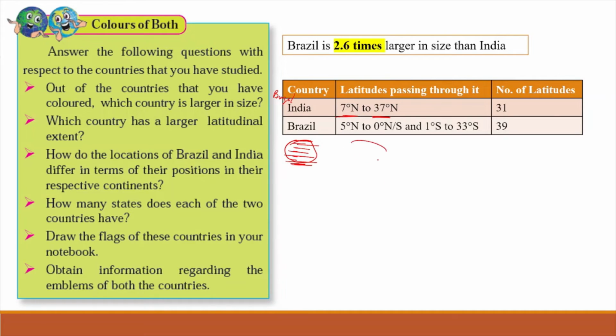But if you see for Brazil, it's from 5 degree north all the way up to 33 degree south. 5 degree north to 0 degree, they've taken the equator as well. And then from 1 degree south to 33 degrees south. So the number of latitudes passing through Brazil is 39. So there are more lines passing through Brazil compared to India. So latitudinal extent of Brazil is larger.